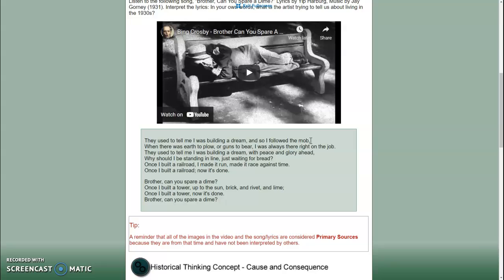"Once I built a railroad, I made it run, made it race against time." So they're talking about how prior to this, they were very prosperous by building the railroad. "Once I built a railroad, now it's done." That job is over. The railroad's done, they don't need all those people. And remember, they brought in all those people from Europe, all those Asian workers, and then once the railroad was done, they just left them. So all these people had nothing and they had to figure it out.